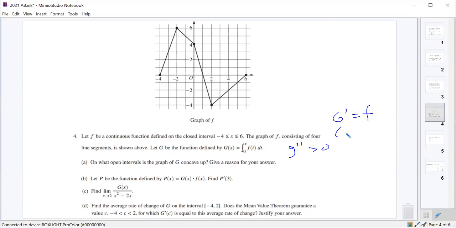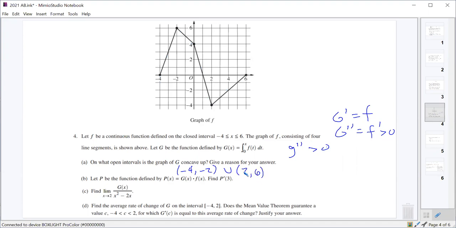f. So g double prime is f prime. So if g is concave up, g double prime is positive, which means f prime is positive. So f prime is the slope of f. So when is the slope of this positive? From -4 to -2. And then it's negative from -2 to 0. Then it's still negative from 0 to 2. Then it's positive again from 2 to 6.